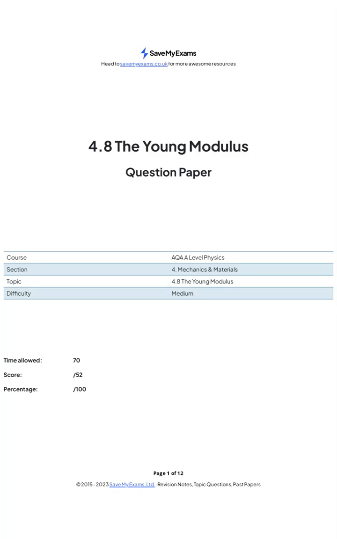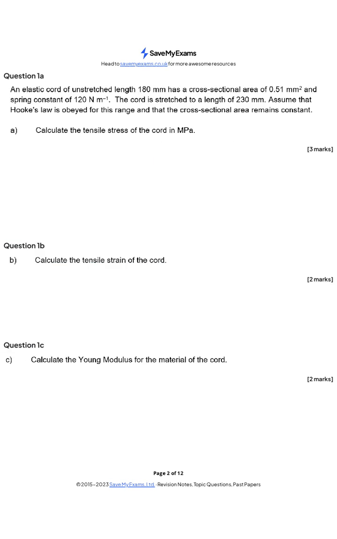In this video, we're going to be going through the medium questions on the Young modulus. Question 1a, we've got an elastic cord of 180 millimeters with this cross-sectional area, and we've got a spring constant as well. And this is the final length we're going to stretch it to. We know it's Hooke's law, and we've got to calculate stress in megapascal.